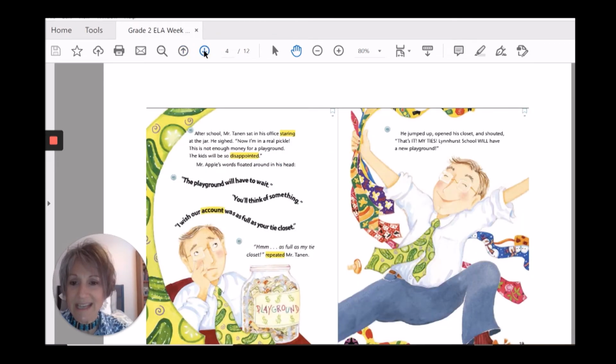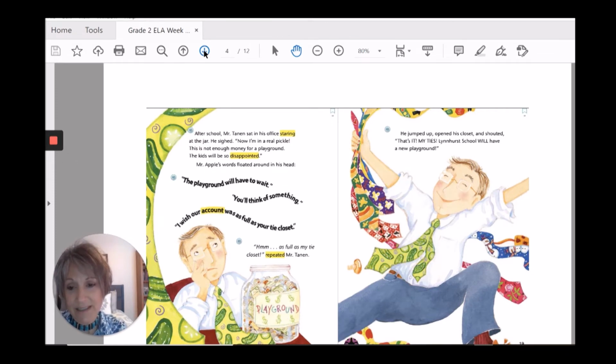After school, Mr. Tanen sat in his office staring at the jar. He sighed. "Now I'm in a real pickle. This is not enough money for a playground. The kids will be so disappointed." Mr. Apple's words floated around in his head. The playground will have to wait.